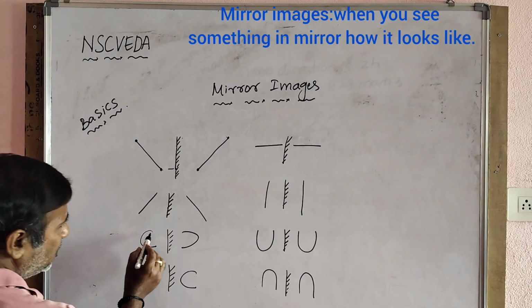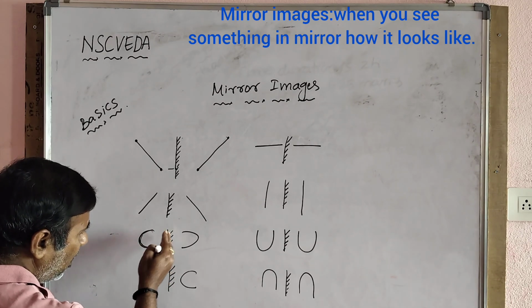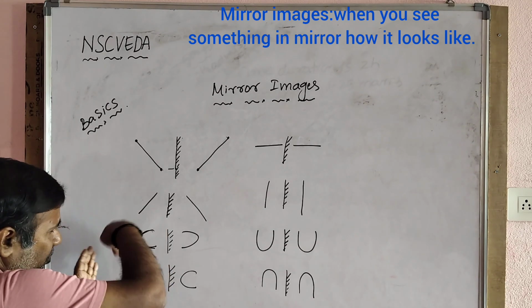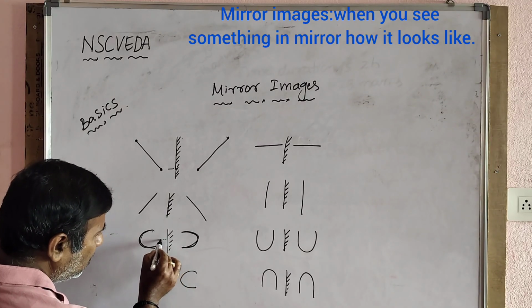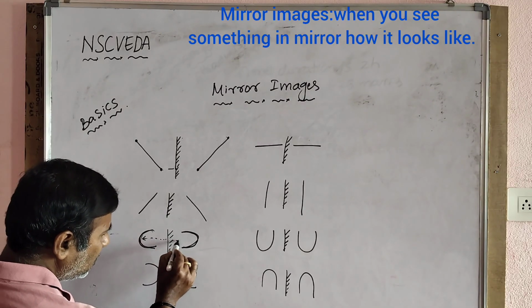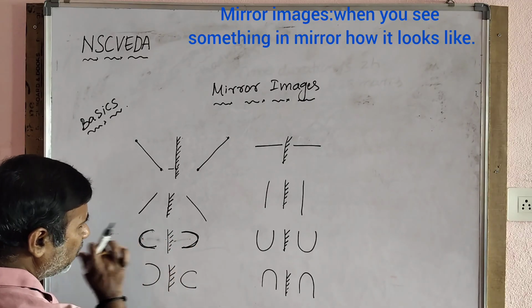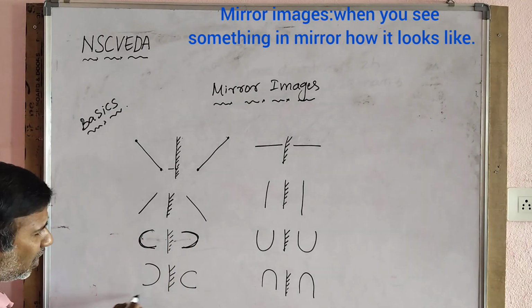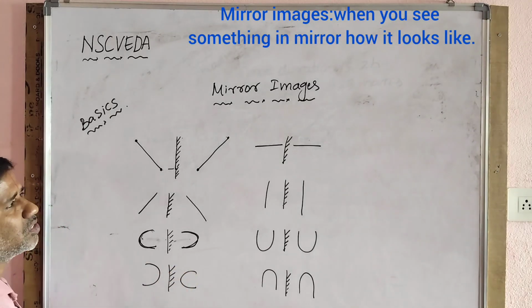Similarly, for example, you see a C curve. You see this curve is going away from the mirror, it is bulged away from the mirror. So similarly, this curve is also going away from the mirror. When you see this distance and this distance, both will be the same. Next, now a D curve will be seen as a C curve because the curve is going toward the mirror. Here it is going towards the mirror.